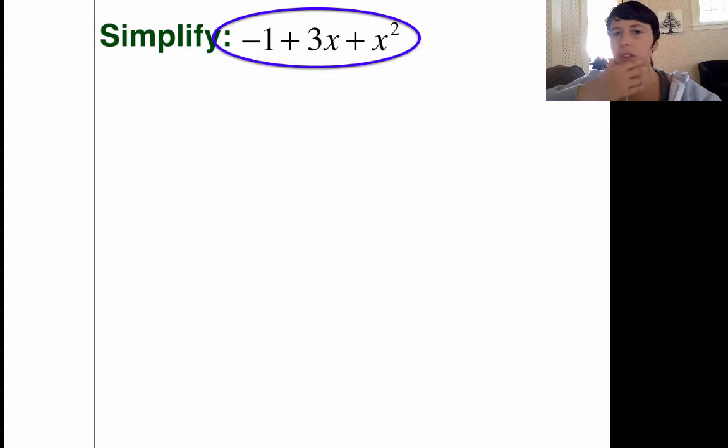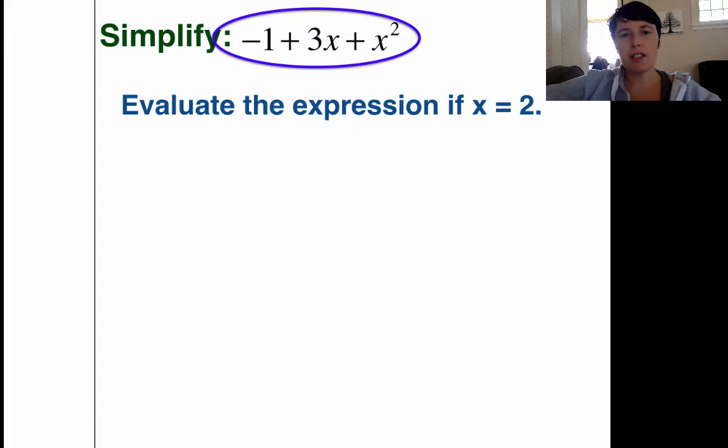Okay, so now that we've simplified it, let's do a little bit more work with it. There's our simplified answer, negative 1 plus 3x plus x squared. Now I'm going to add some new directions. Let's evaluate the expression if x was equal to 2. Suppose someone told you what the answer was. They said, hey, I know what x is. X is equal to 2. Can you evaluate this? Here's what that means to do.